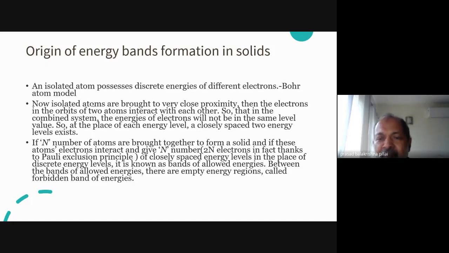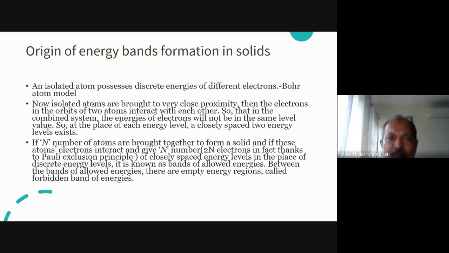And again, we have seen that there is something called Pauli's exclusion principle. So no state can be occupied by more than one electron. Each level can have two, with a spin difference. So each state can be occupied by two electrons, differing in their spin. If n states are there, then 2n electrons can be accommodated. So when n atoms are brought together, you have n states and 2n electrons can be there. So you have a continuum of energy states formed.